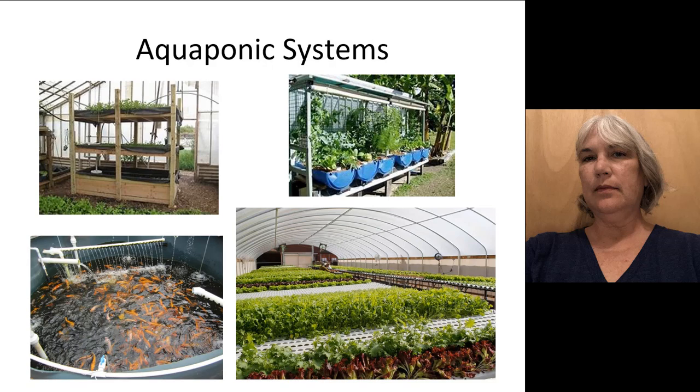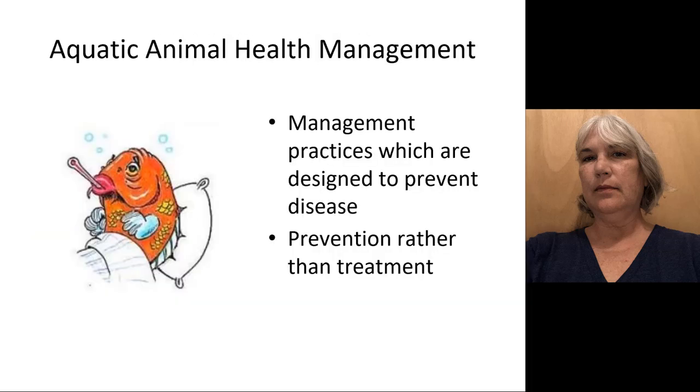As you know, there's a lot of different systems with aquaponics. You can have small, you can have very large commercial systems. They may be indoor systems, they may be outdoor systems. But fortunately, they can have the same management strategies for taking care of the fish portion. Now, when I say aquatic animal health management, we're looking at practices that are designed to prevent the disease from even occurring. You want to prevent the disease rather than having to treat the disease, because it becomes very difficult in an aquaponic system.